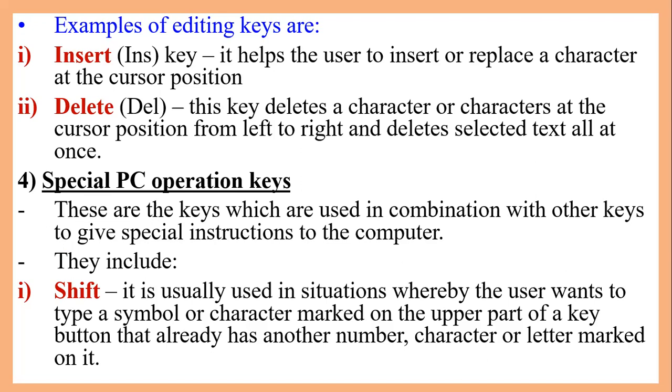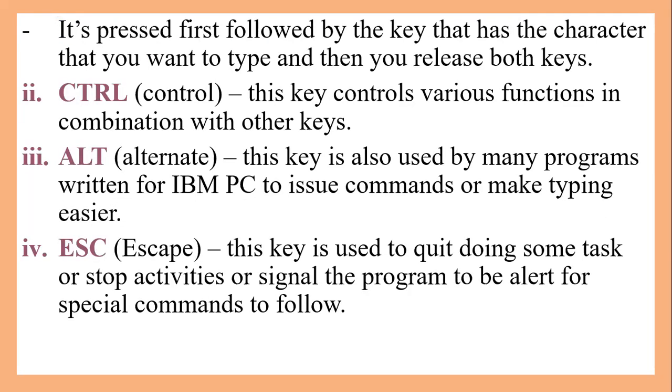They include the shift key, which is usually used when the user wants to type a symbol or a character marked on the upper part of a key button that already has another number, character, or letter marked on it. It's pressed first, followed by the key that has the character that you want to type, and then you release both keys. The control key, abbreviated as CTRL, is the key which controls various functions in combination with other keys.